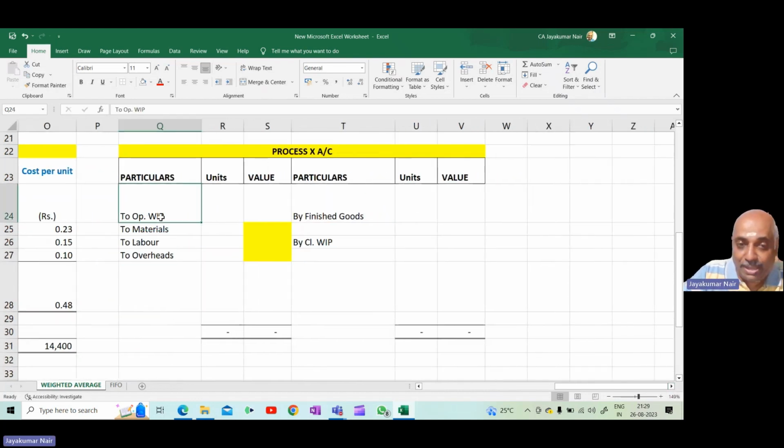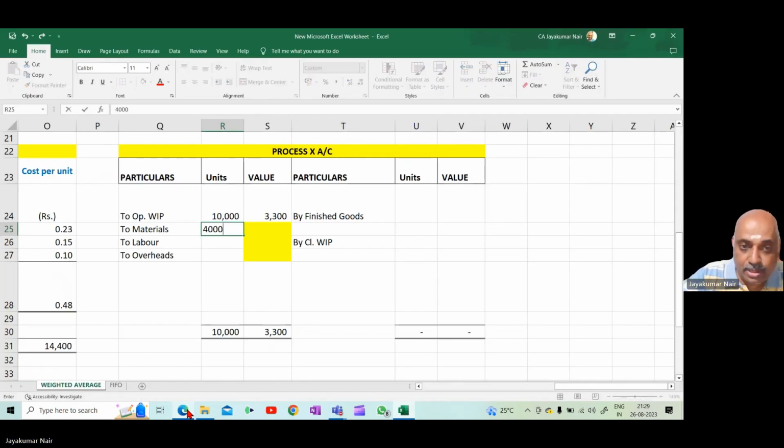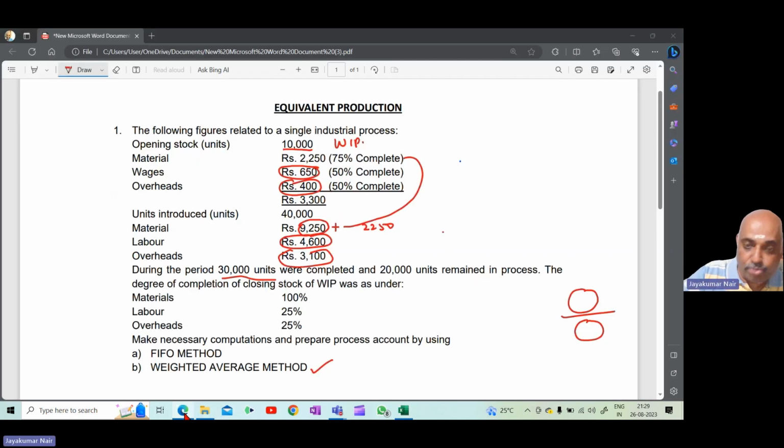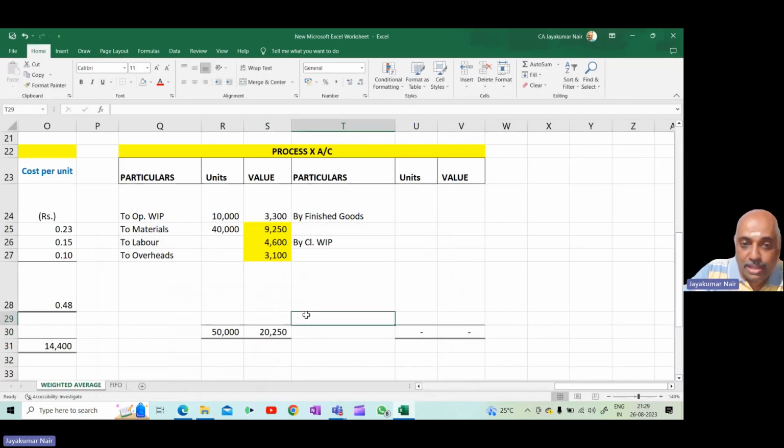So first one, opening work in progress. You know there are 10,000 units. And what is its value? 3,300. Materials you have introduced. How many units? 40,000 units. And the value of material is 9,250. Labor is 4,600. And overheads 3,100. Therefore, the total is 20,250.